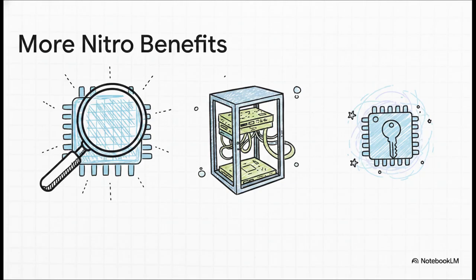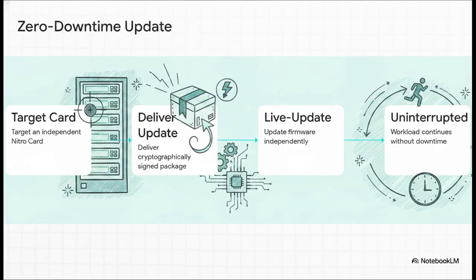Oh, and you also get Nitro TPM for free. That's a virtual hardware security module conforming to the TPM 2.0 spec, which lets your instances generate and store cryptographic keys that not even AWS can access. Let's look at how this builds into just pure operational brilliance.